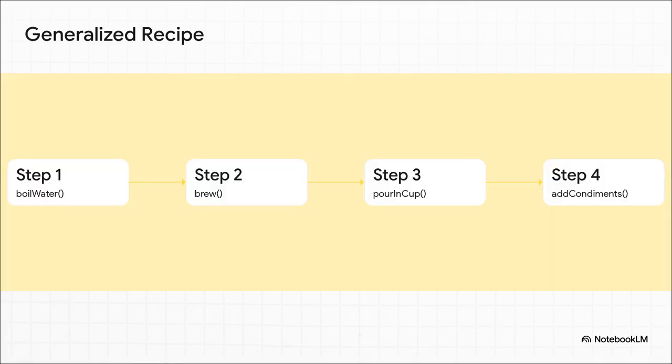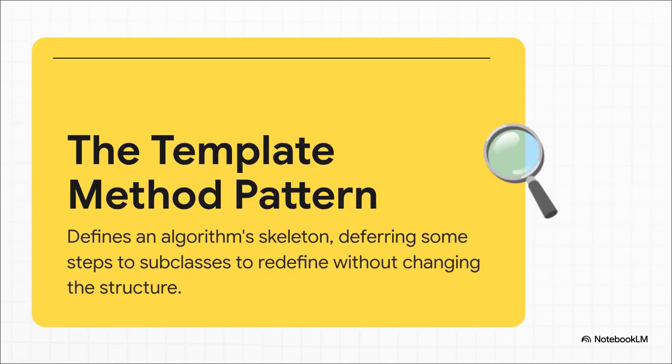And this is what that master recipe looks like. See how the boil water and pouring cup steps are concrete? They're always the same. But brew and add condiments, those are flexible placeholders. The master recipe doesn't care how you brew, just that you do brew. Coffee will do it one way, tea will do it another. And what we've just built, this idea of a master recipe with placeholders, well, that's the template method pattern. It's that simple. A parent class defines the skeleton of the algorithm, and the child classes get to fill in the specific, unique details. It's a simple concept, but it is incredibly powerful.